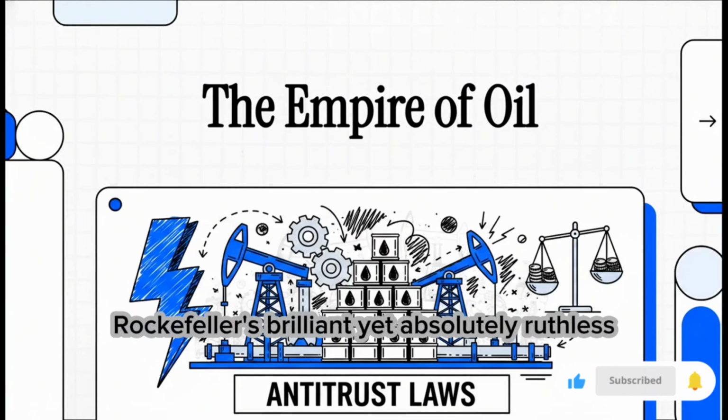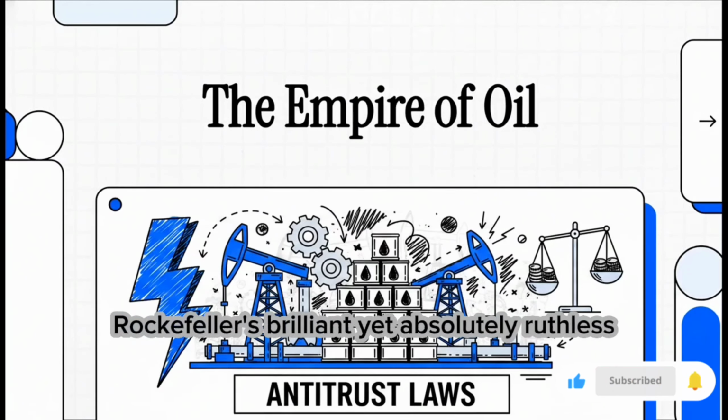Still, efficiency alone doesn't create a total monopoly. That leads us to Section 4, secret deals and rebates, and how Standard Oil weaponized the railroads. To maintain this massive, integrated machine, Rockefeller negotiated some highly controversial transportation advantages.